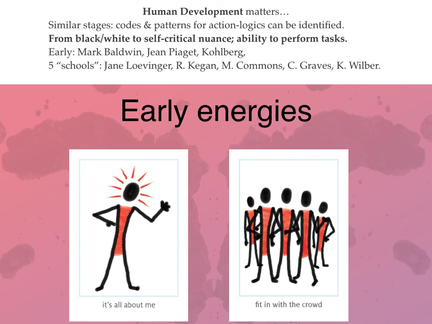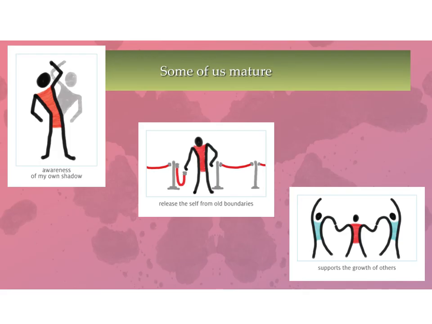After all, we don't want to remain with that 5-year-old energy of it's all about me, these early energies, or where we just want to fit in with the crowd. But in fact, some of us can mature, and an effort to mature ourselves can indeed lead to awareness of those places where we have some kind of shadow, right? Those kinds of things where we do not feel that we can collaborate that well with others for all sorts of reasons. So becoming aware of these shadow places can often help release ourselves from old boundaries, which in turn allows us to be more growthful with others and indeed with ourselves.